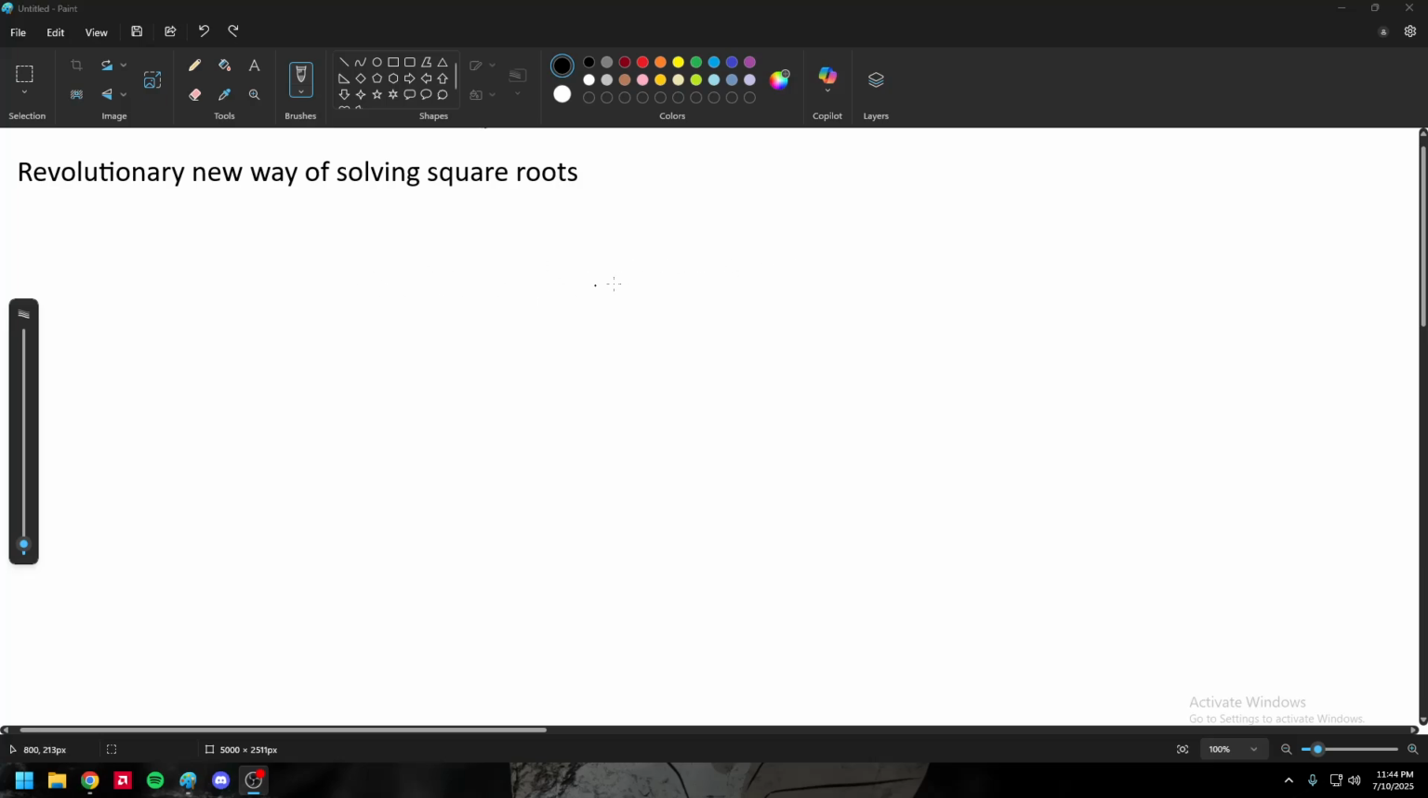Hello, this is my revolutionary new way of solving square roots. So, when you have a square, or when you're solving for square root, you're looking for this side. This side is equal to square root of x, and then the whole square has an area of x.